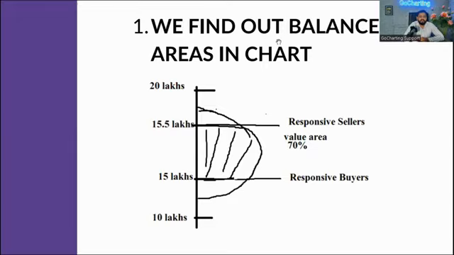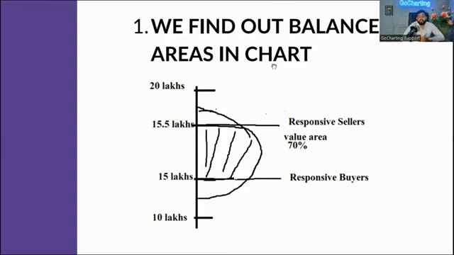Okay. So first, let's understand. We find out the balance area in the chart. Okay. So what is our job? Our job as a trader is to find the balance area in the chart. Right. Now, what happens? We get daily market profile value areas, right? So we should not stop there. We should try to look into the chart and see how many days there are where the value area is overlapping more than 50%.